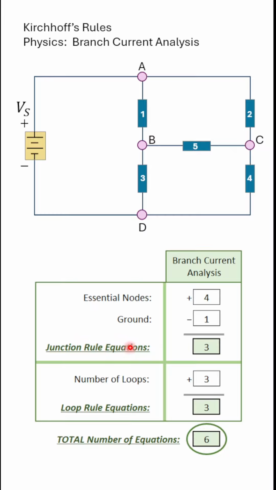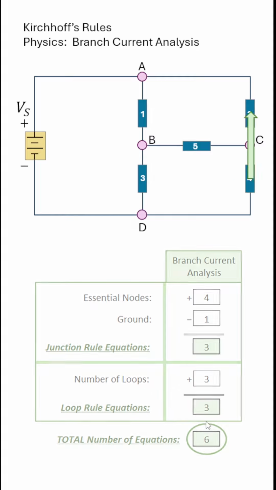The number of junction rule equations is basically the number of nodes, which we have 4, minus 1 for ground, that leaves 3. And for loop rules, there's simply 3 mesh loops, and that's another 3 equations, so we're looking at a total of 6 equations.